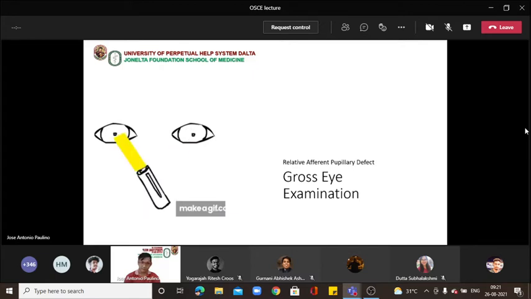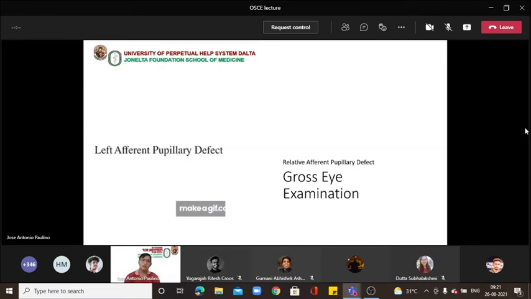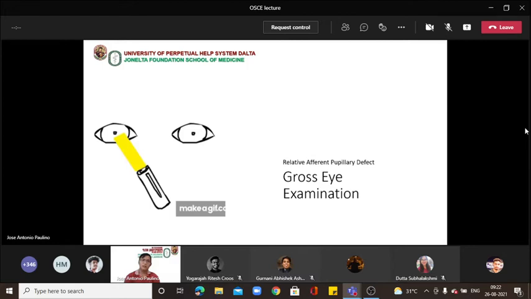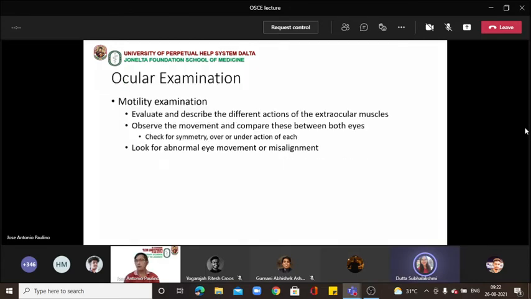However, in this animation, after constricting the right eye, when the light was moved to the left pupil, both of the pupils dilated. That is an RAPD because that means the afferent arm of the left eye does not perceive as much light as the right eye. So that means there's an optic nerve problem. Did you understand that? Yes, doctor. Thank you. Moving forward, the next part is the motility examination.